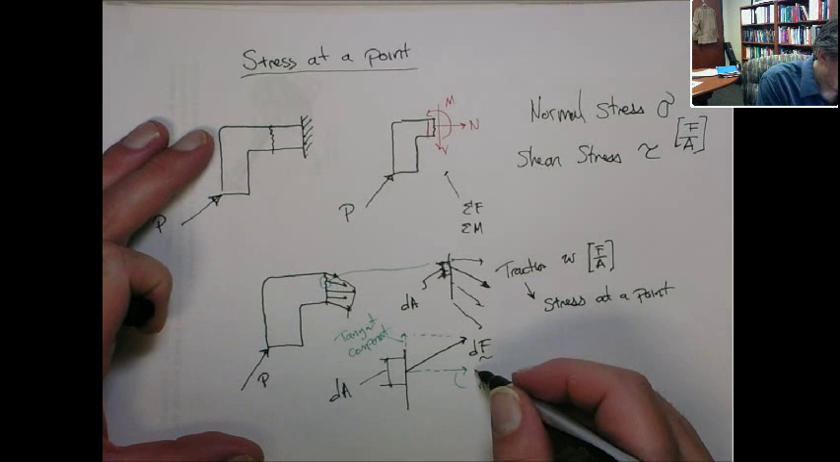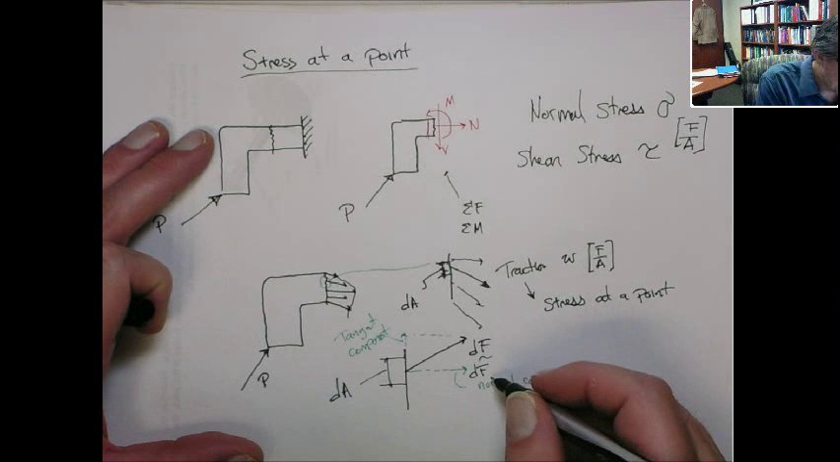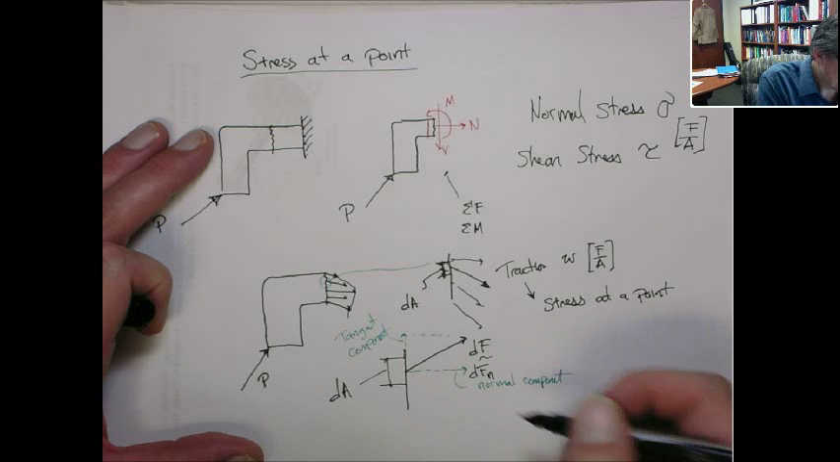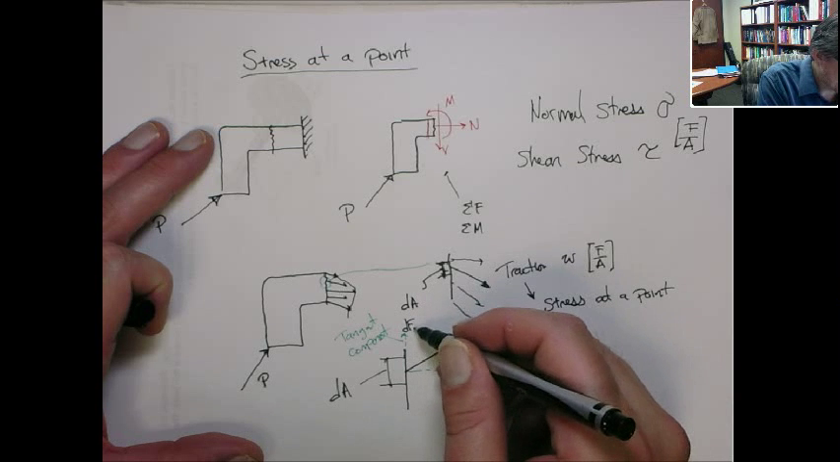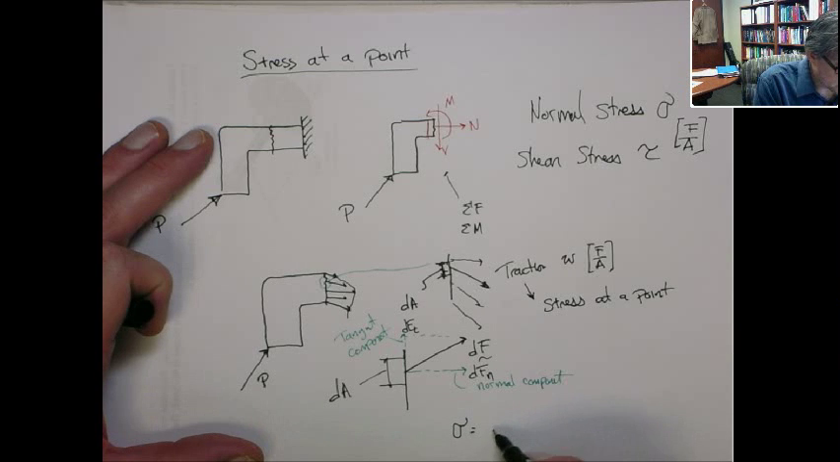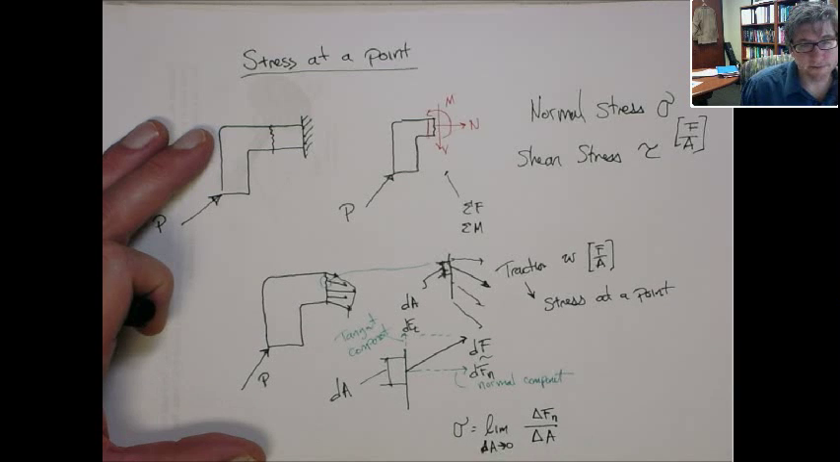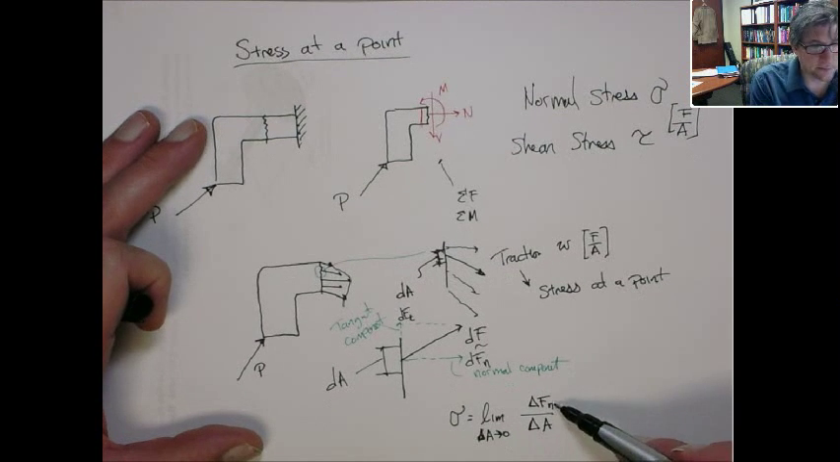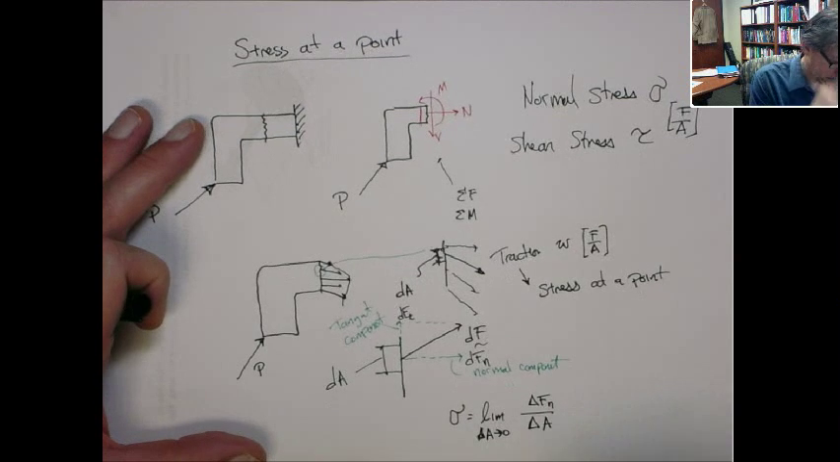So let's call this dF normal direction, and dF tangent direction. The normal stress is the limit as delta A goes to 0 of delta F normal over the differential area. And so again, you can see the units are force per area.